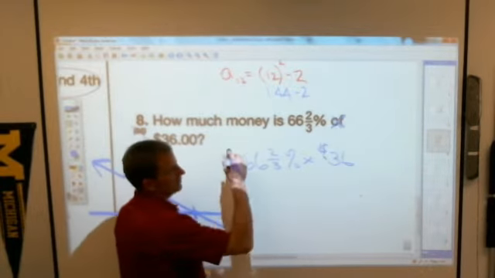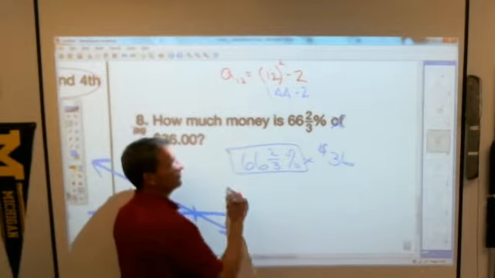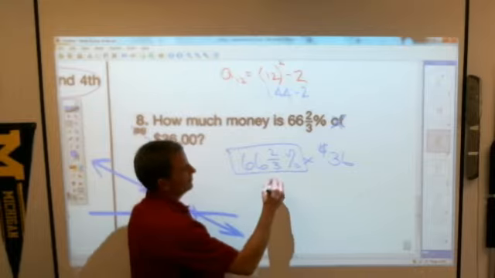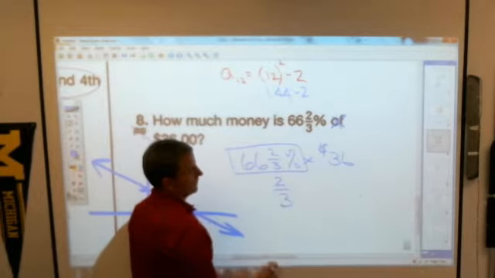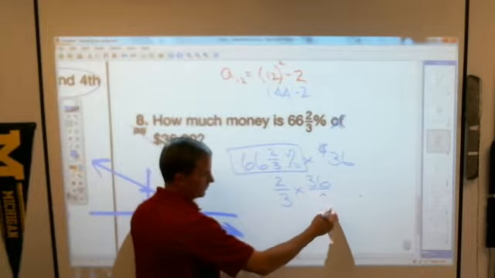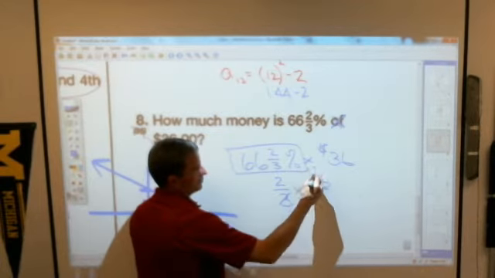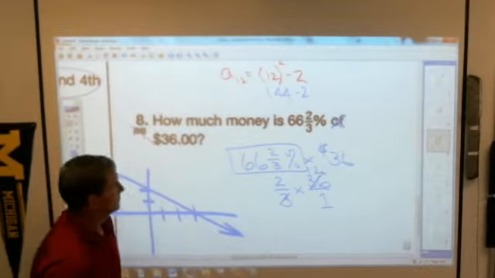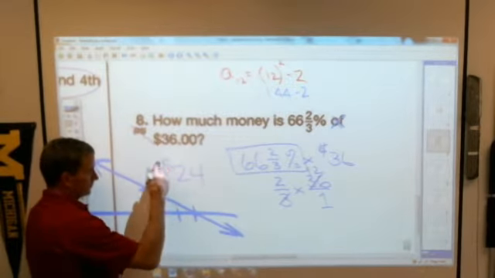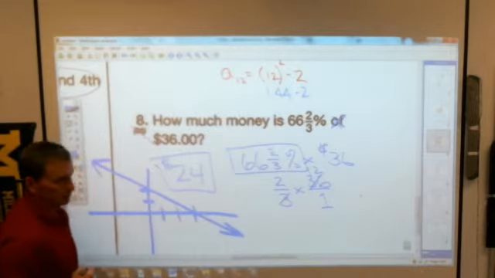Okay, so you want to make sure that you have your little fraction. 66 and 2/3 percent changes to what fraction? Simply 2/3. And you multiply 2/3 times $36, put that over 1. And 2 times 12 is 24 smackers. You can stop me if you want me to go slower over that.